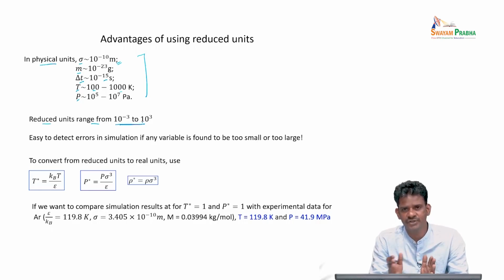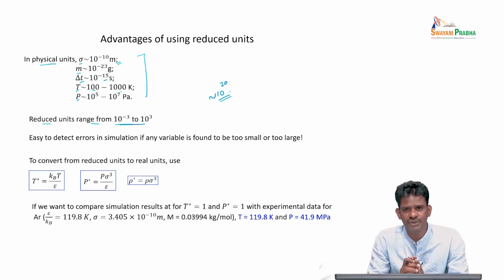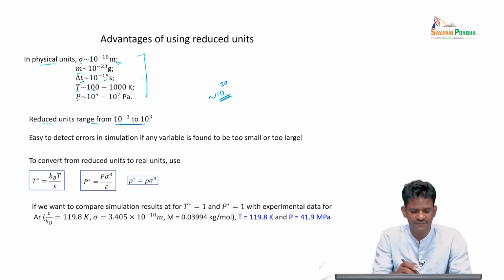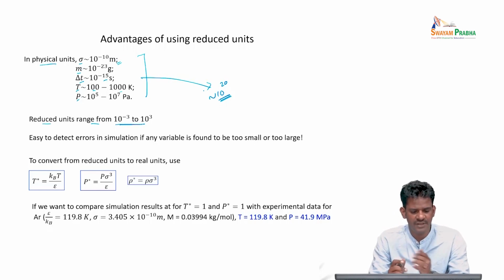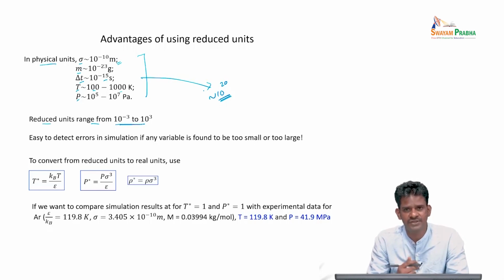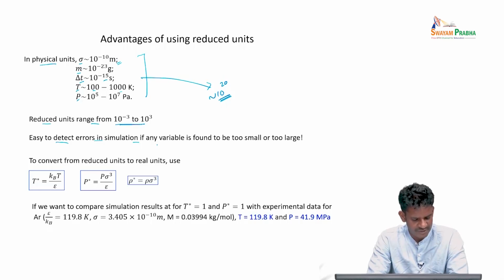between 10 power minus 3 and 10 power 3. Then during a simulation, if you see some very large number of the order of 10 power 20 or 25, which is very big, you know that there is some issue in the simulations, because you are not expecting such a large number in the reduced system of units. Whereas in physical units, we cannot distinguish whether the error is coming from numerical instability or because the properties themselves are of this order. So it's very easy to detect errors in simulations when we use a system of reduced units.